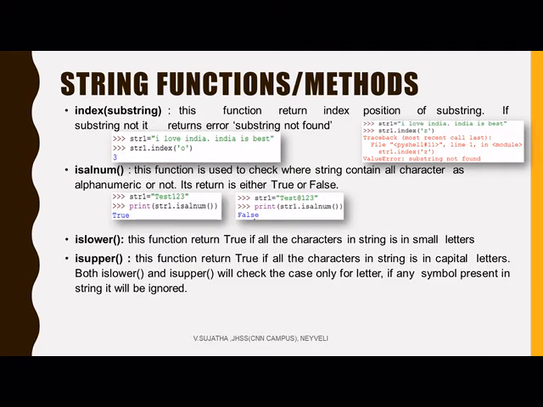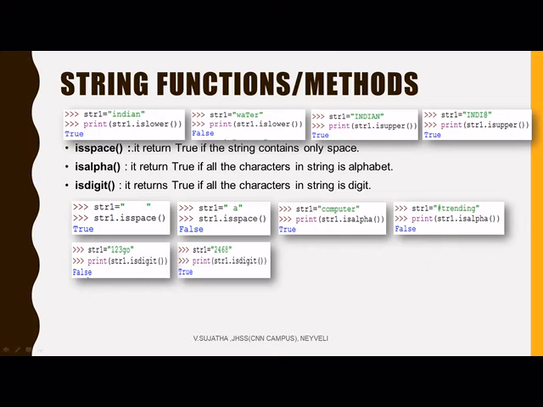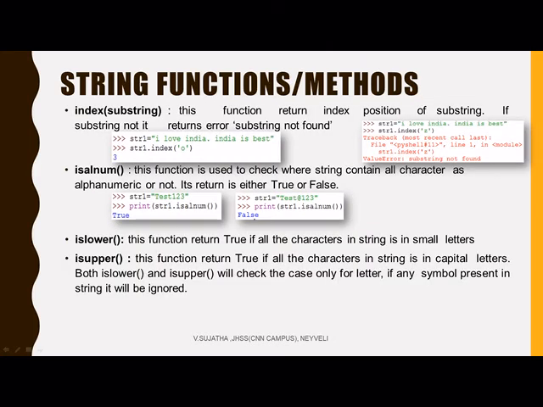Then if you want to return the index position, in that case the function is index. Function is index. Index of O. See here, this is index of O: 0, 1, 2, 3. So the index position is 3. If you give index of Z, this Z is not available in this string, so it will show an error message. Substring not found, like that, the error message will be displayed.